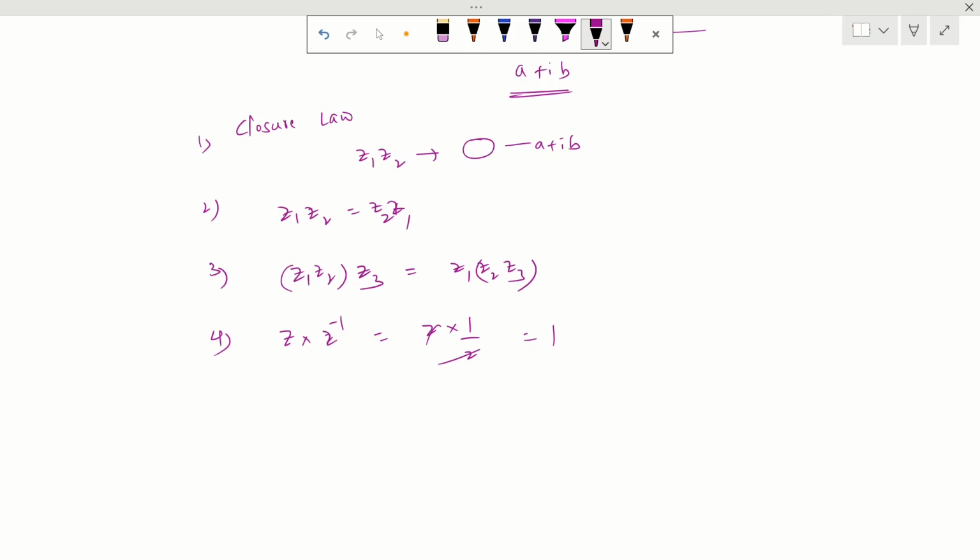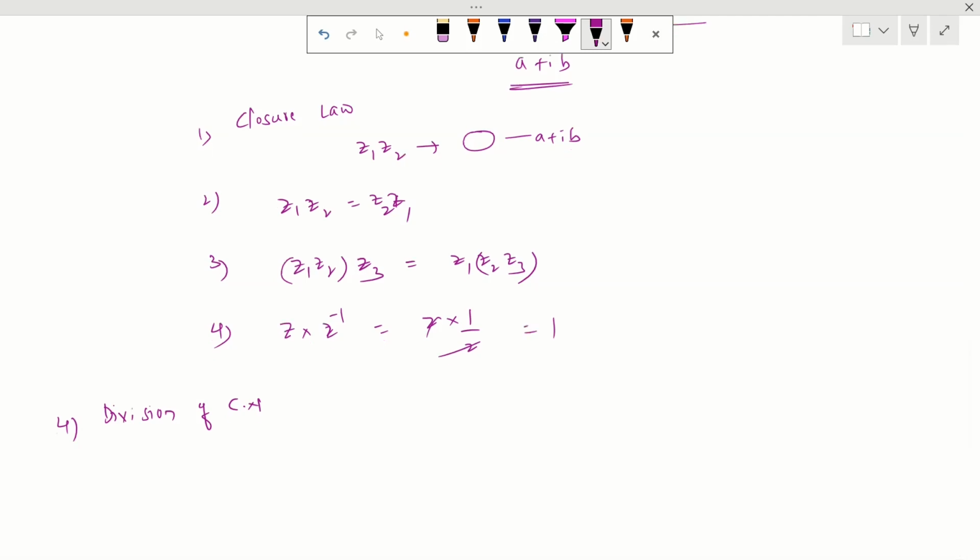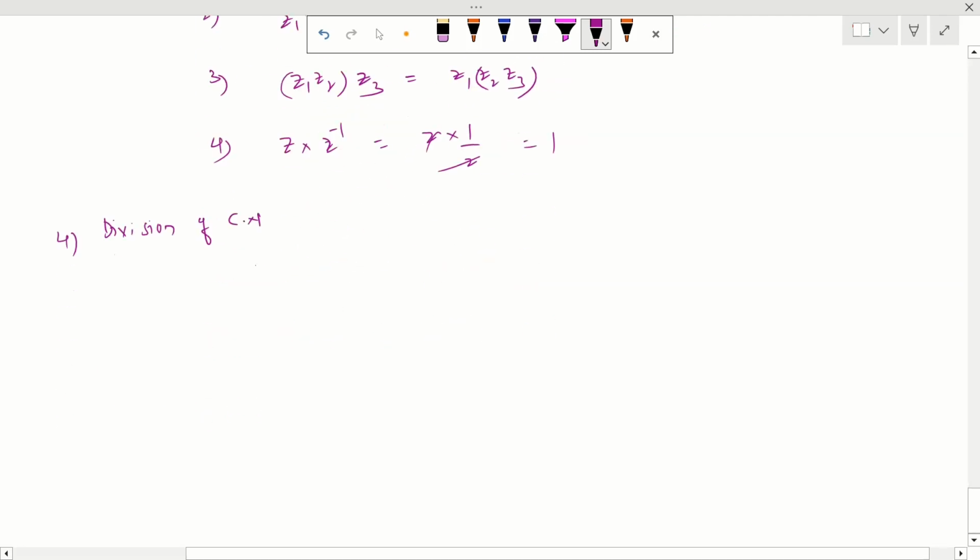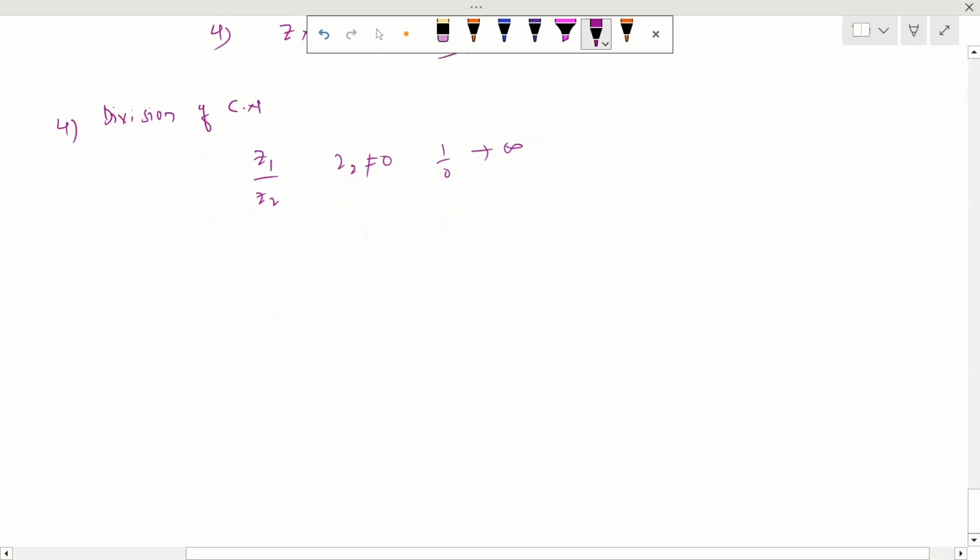Now next we will discuss division of complex numbers. The fourth point is division of complex numbers. You know division: z1 divided by z2. Here the condition is that z2 is not equal to 0. When z2 is equal to 0, it will be 1 by 0, which does not satisfy the condition, so it lies at infinity. So the condition for division of complex numbers z1 by z2 is that z2 is not zero.